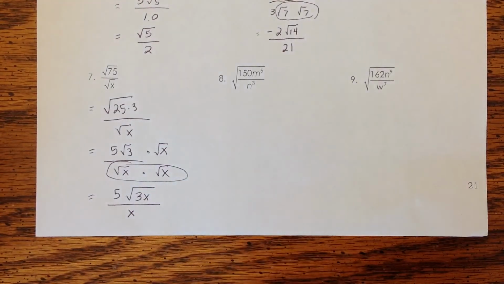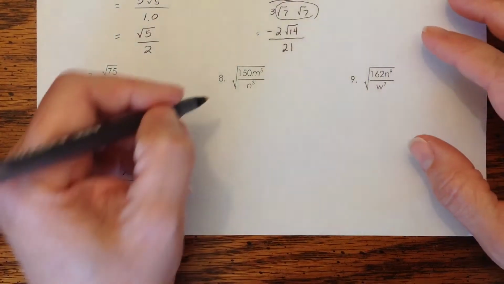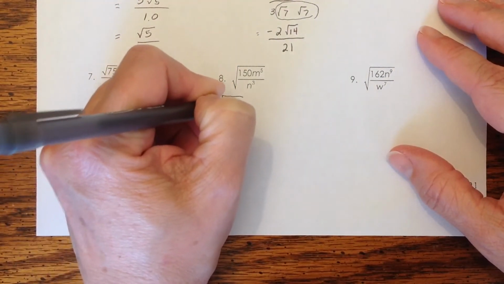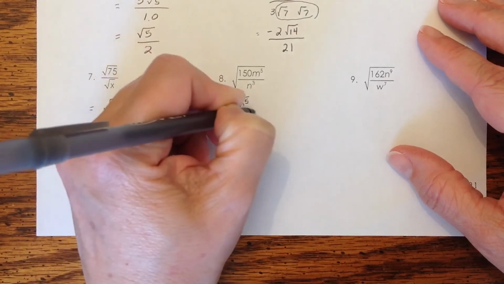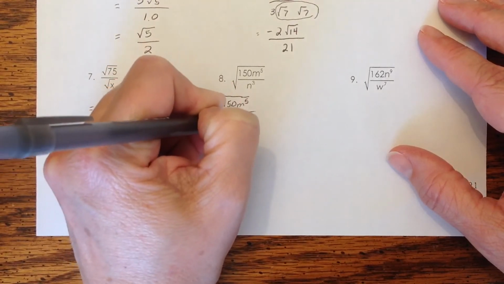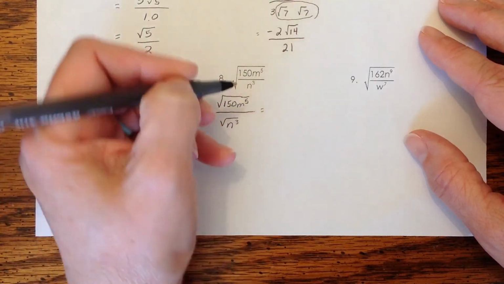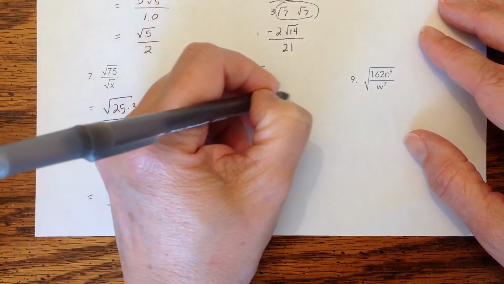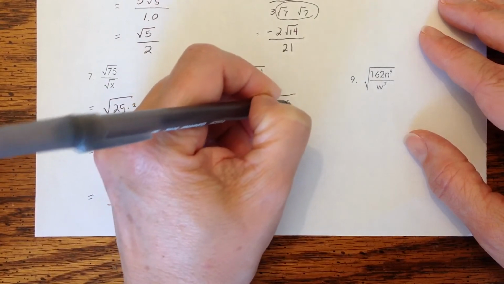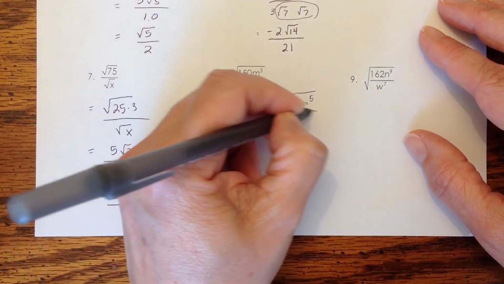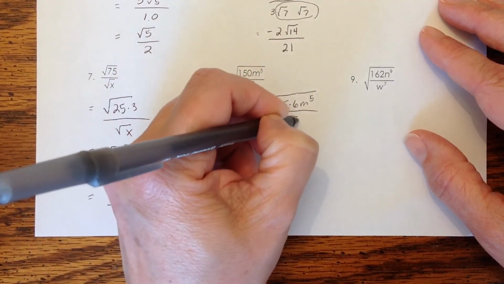8 requires us first to separate the top and bottom into each of their own square roots. We get square root of 150 m to the 5th over the square root of n cubed. Now we're going to clean these, we're going to simplify these. So right here I'm going to think about 150 as 25 times 6 m to the 5th over the square root of n cubed.